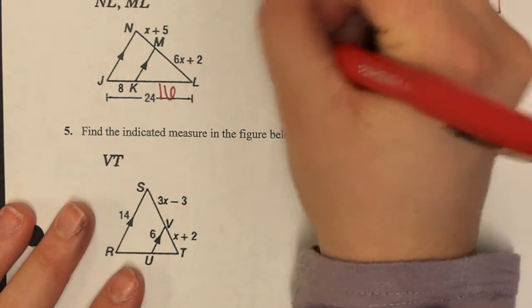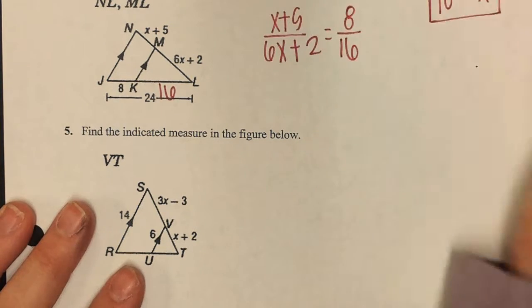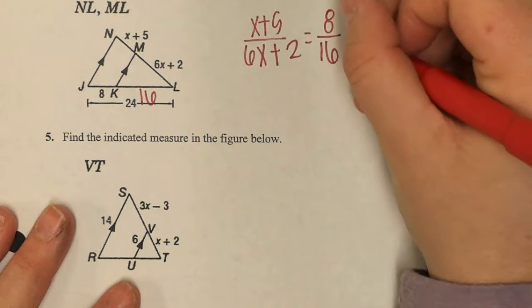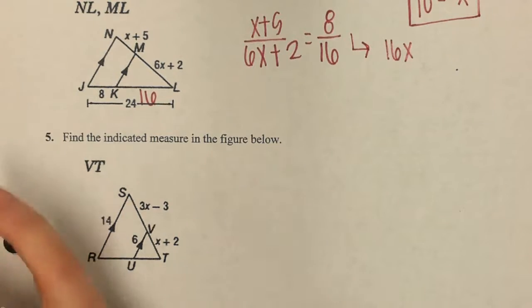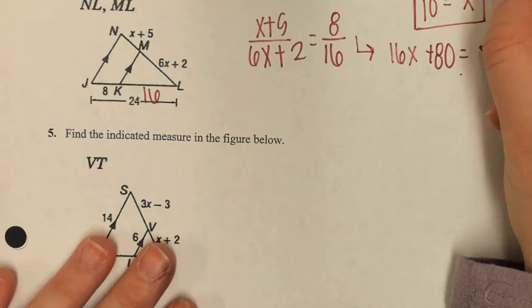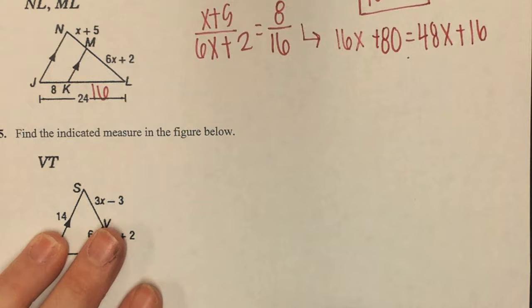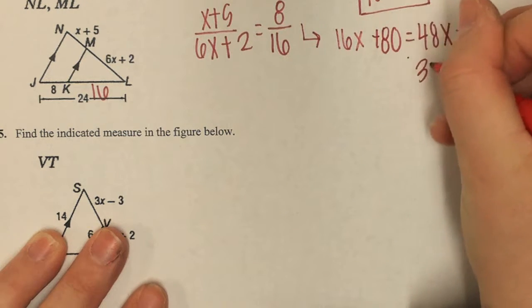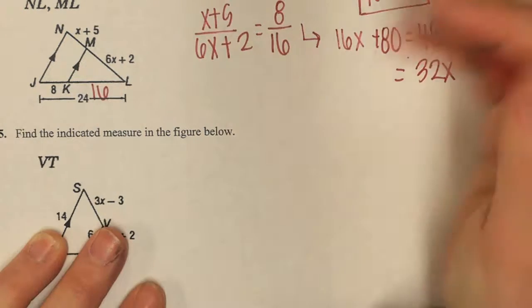X plus 5 over 6x plus 2 is equal to 8 over 16. Cross multiply. 16x plus 80 equals 48x plus 16. Okay, subtract 16 from 48. So 48 minus 16 is 32x. Subtract 16 from 80, 64.